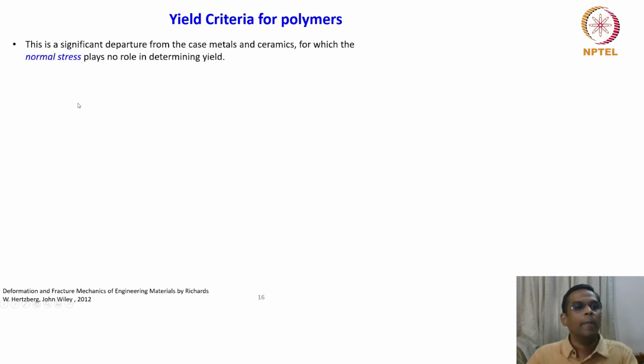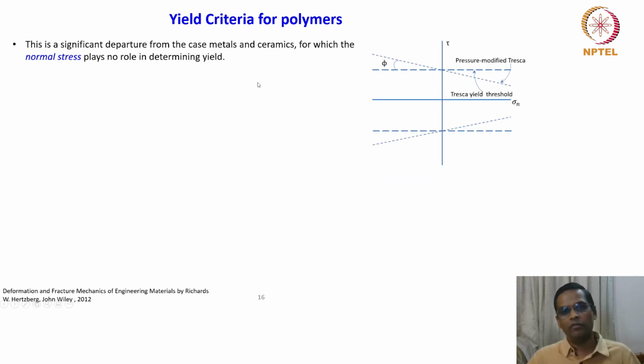So this is a significant departure from the case of metals and ceramics, for which the normal stress plays no role in determining the yield. So, a very important idea, where we are bringing a normal stress into a yield criterion, especially a Tresca yield criterion. So what is it that we have seen so far in Tresca? This is what this plot shows clearly.